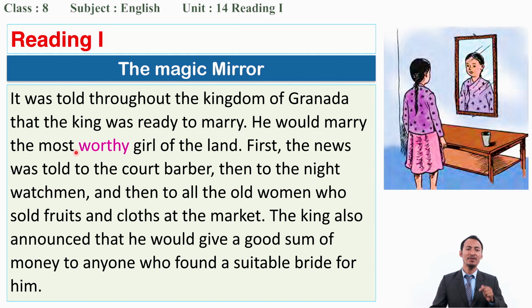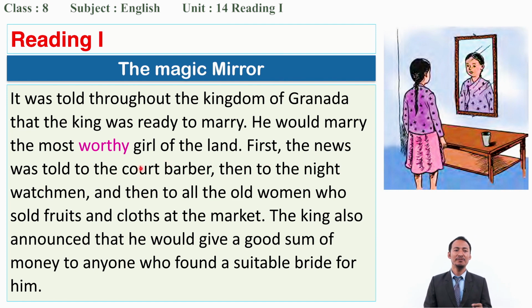He would marry the most worthy girl of the land. He wanted to marry the most worthy. I already said the meaning of worthy, right? Worthy means having good qualities, a virtuous girl of the land. He wanted the best girl, right?